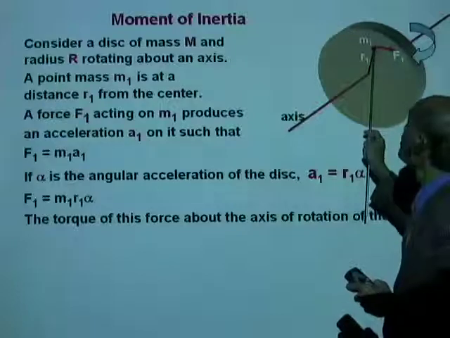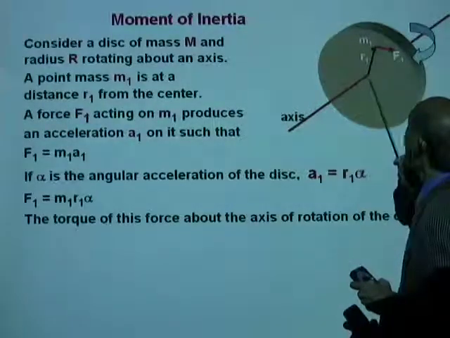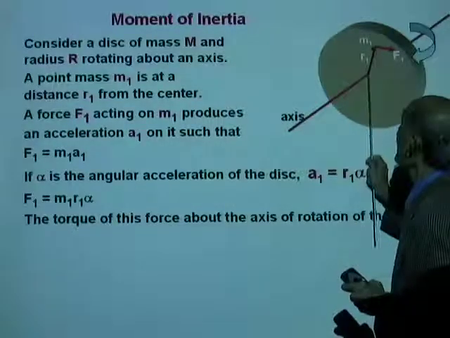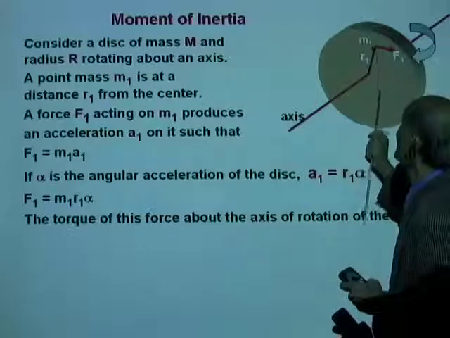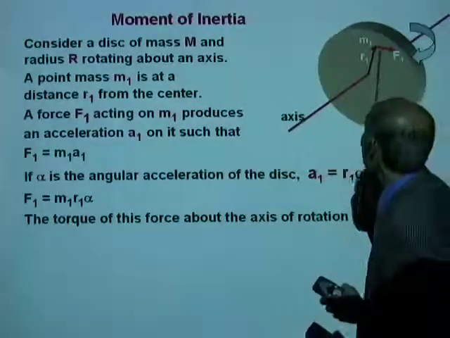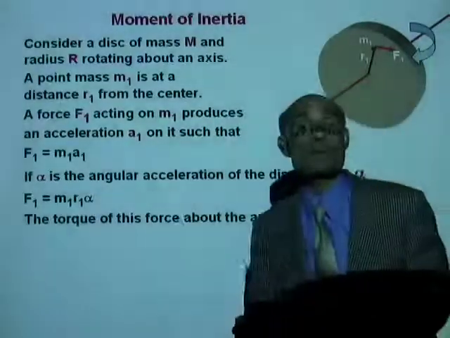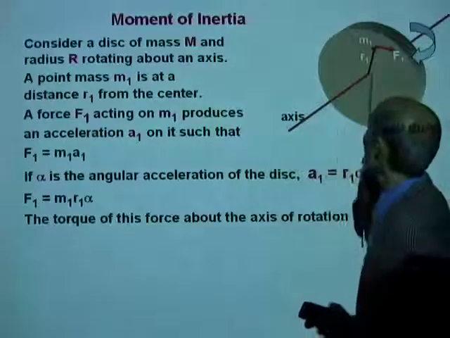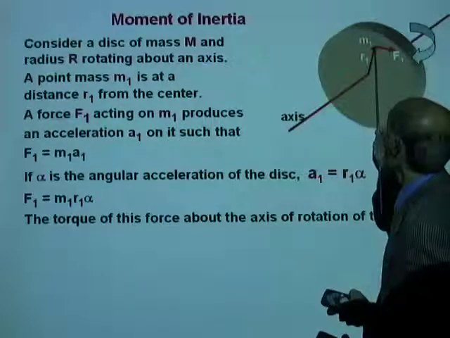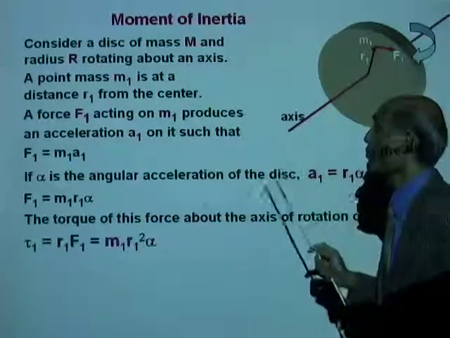Alright, what is the torque of this force about this axis? Tell me, what is the torque of this force F1 about this axis? It will be the torque arm, which is r1, times F1 sine theta. Theta is 90 degrees, therefore sine theta is 1. So we can simply write it as tau 1. Tau 1 will be the torque on this particle, will be r1 times F1.